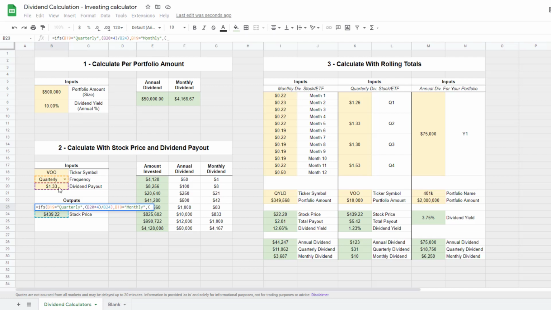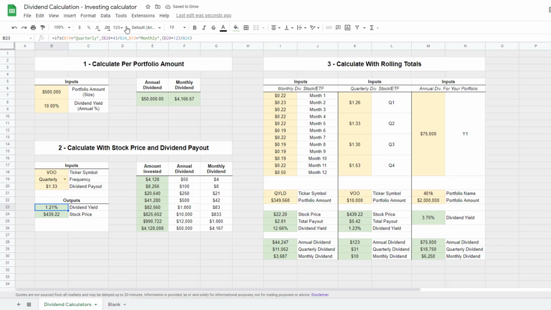You have to take the dividend payout. This is multiplied by 12, because if this is a monthly payout, then your dividend payout would be times 12 and then divided by the stock price. And then obviously if it is a monthly paying dividend, your dividend payout will change as well as your ticker symbol, and then you will get accurate results.